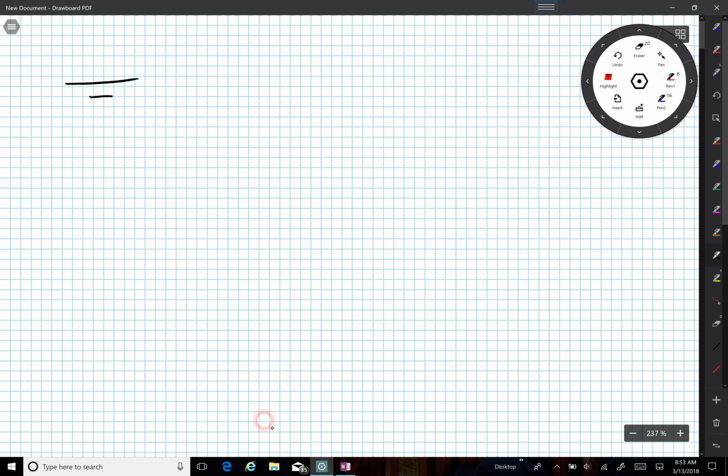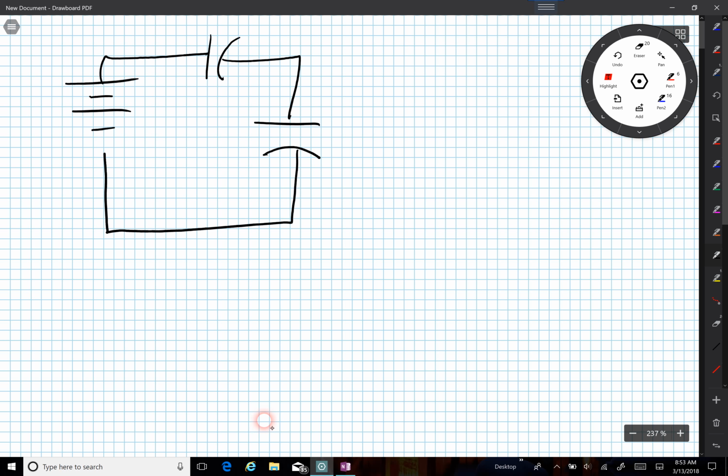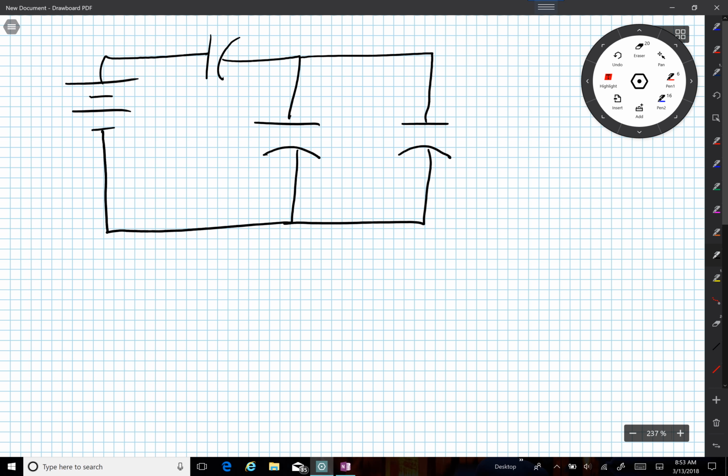Let's start with something like this. Capacitor. All right, we'll do another 3 capacitor circuit. This is a little different than the ones we looked at in class. Some similarities, some differences. So let's take a look at how we would do this.